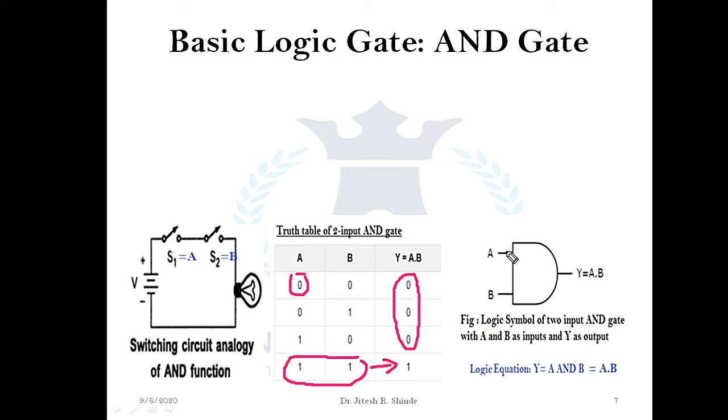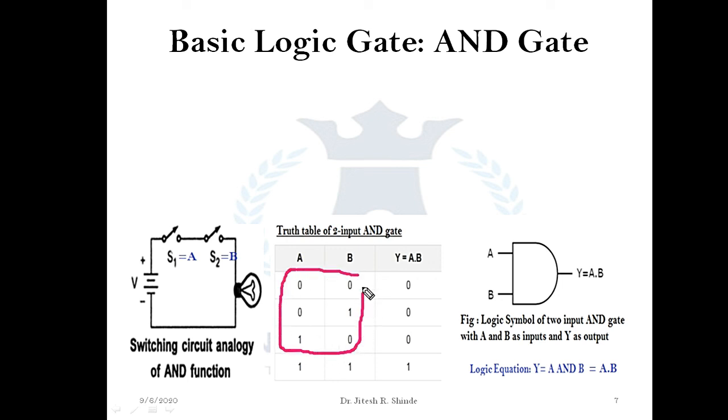Further, from the truth table, we can also observe that for the maximum number of input combinations, for this particular two input, n equal to 2, gate, we are getting output equal to 0. Hence the output of the AND gate is also called the max term.